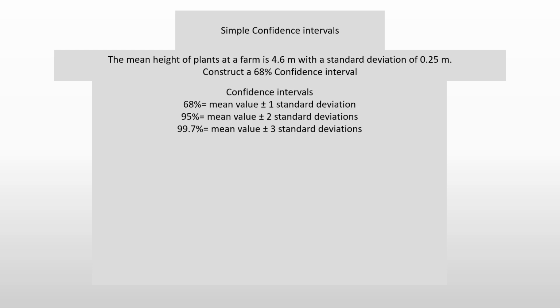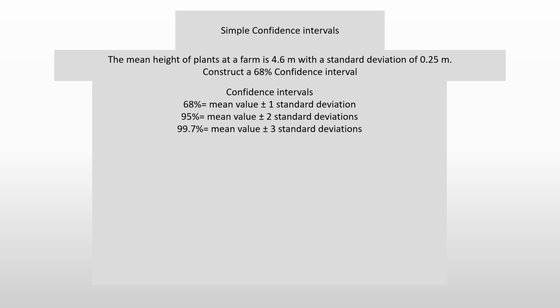There are three common confidence intervals. For 68%, it is accepted that the formula is mean value plus or minus one standard deviation. So you have the mean value 4.6 plus or minus one standard deviation, in this case 0.25. The formula for 95%, probably the most common confidence interval that they could ask, is mean value plus or minus 2 standard deviations.